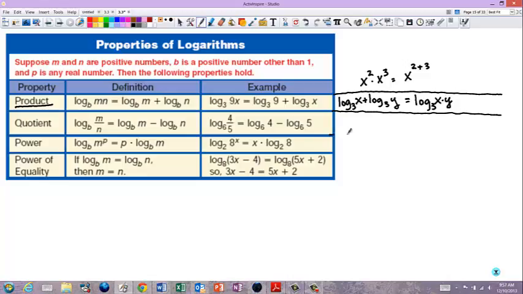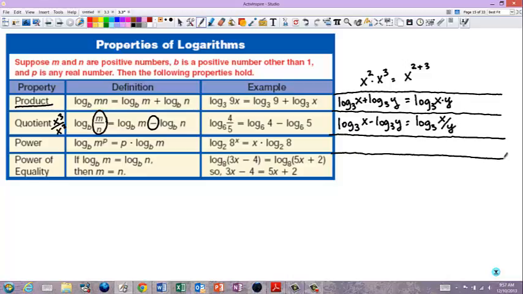The quotient rule says if you divide, division goes with subtraction, which again should make sense because if you divide like bases, you subtract your exponents. So if I had log base 3 of x minus log base 3 of y, that would be log base 3 of x over y.